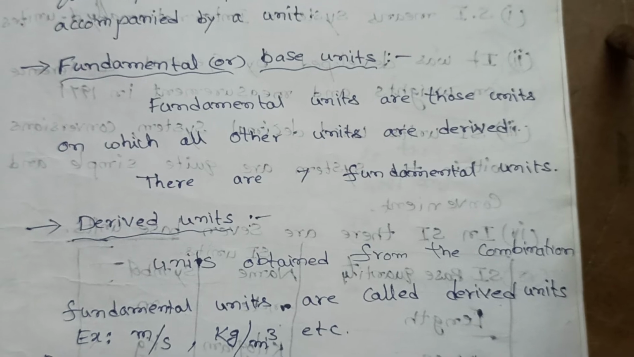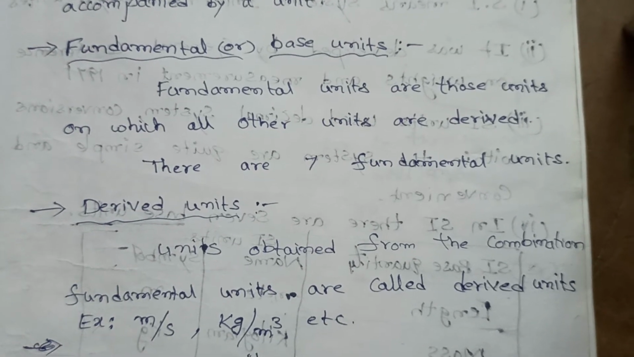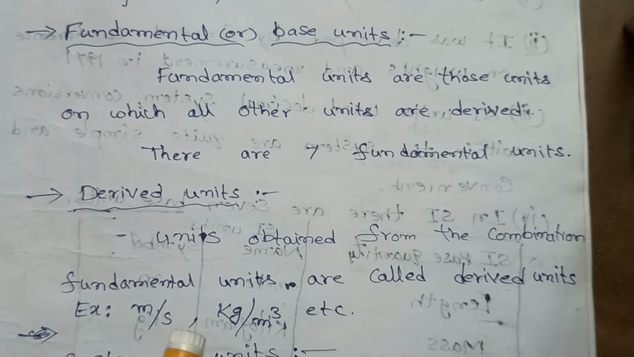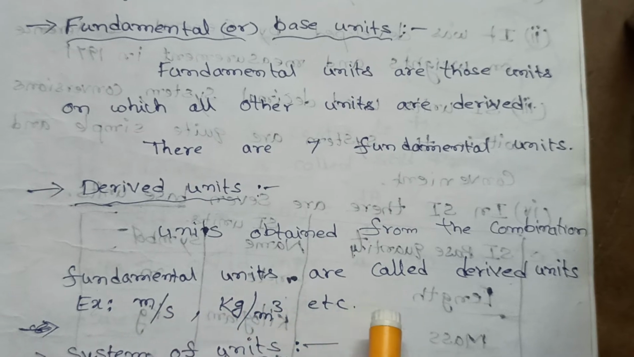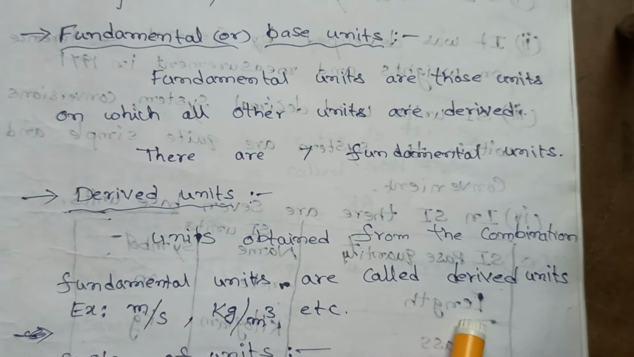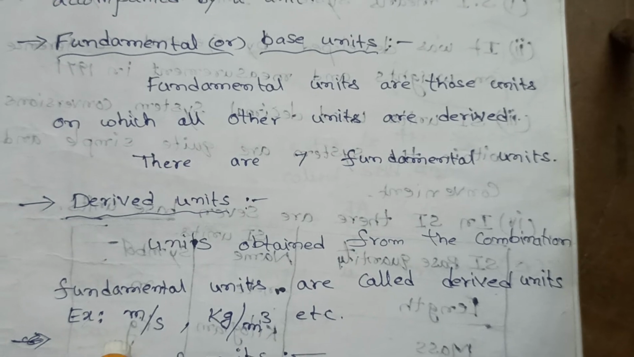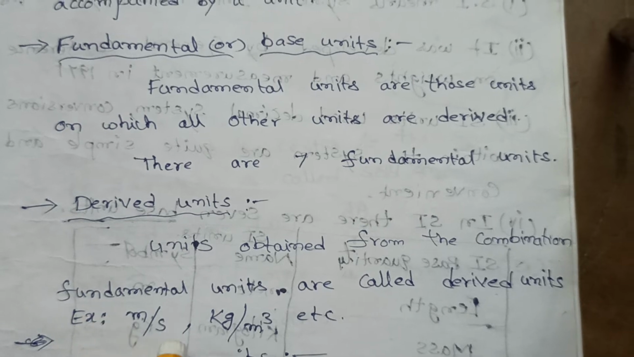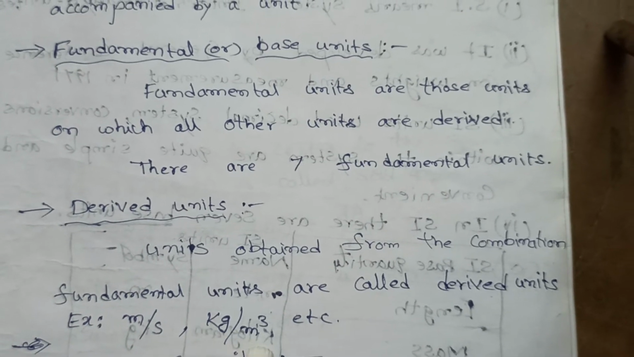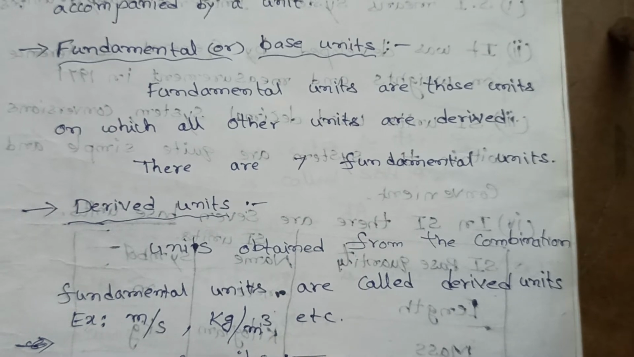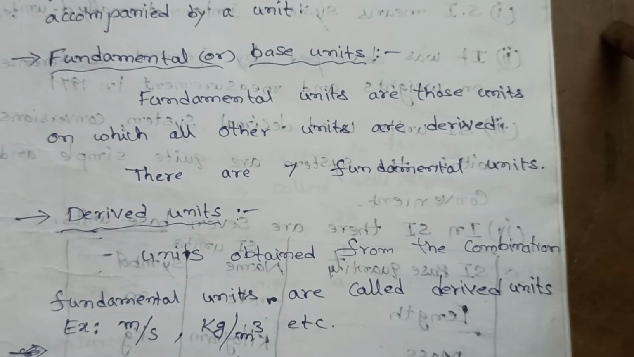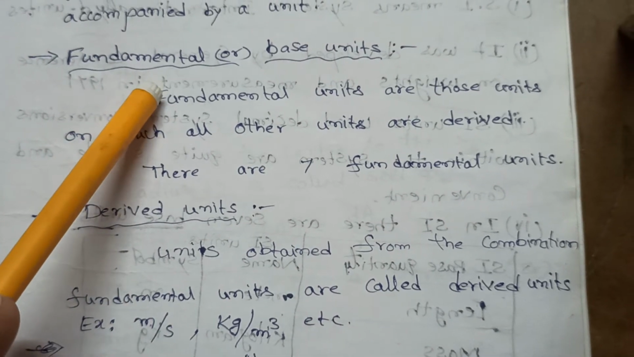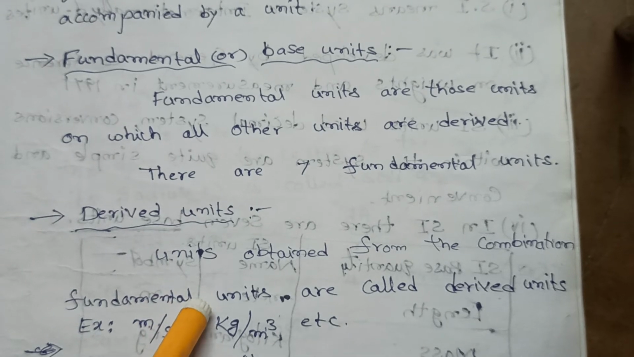Now we have completed the fundamental or base units. Now we will discuss the derived units. Units obtained from a combination of fundamental units are called derived units. Suppose for velocity, the unit is meter by second. Kg by meter cube is another derived unit. Like this you can observe a number of derived units in the upcoming chapters.